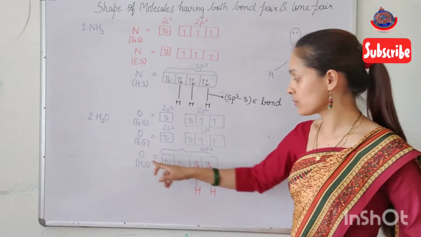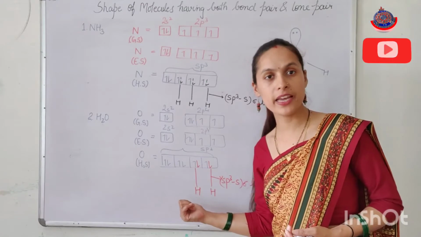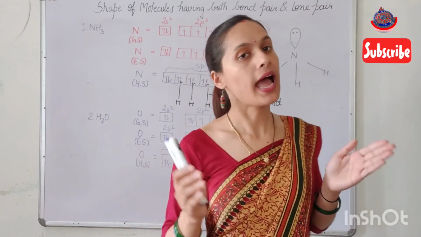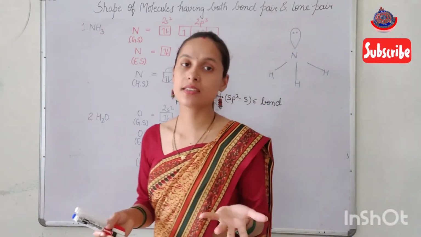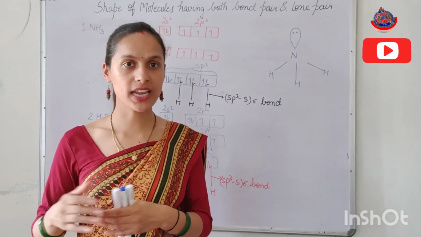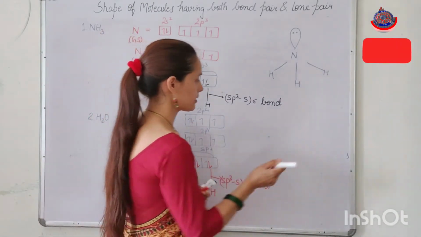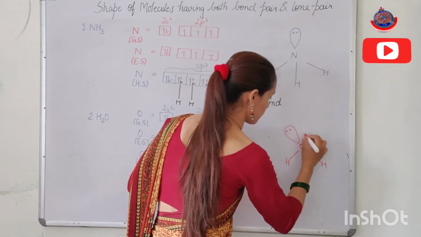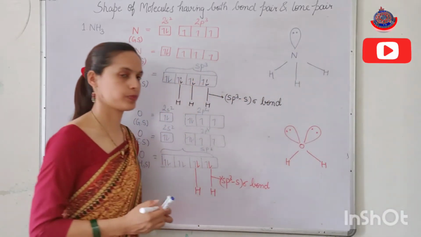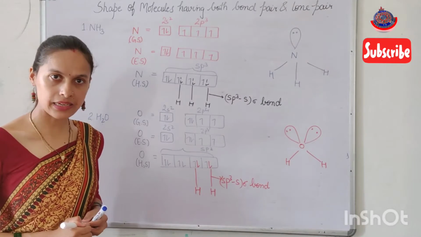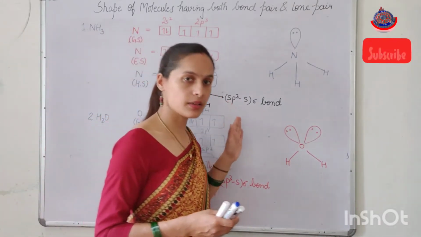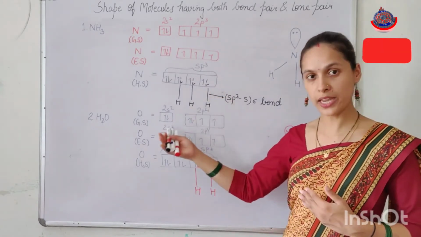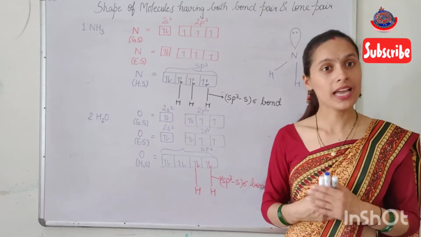But because the central atom is surrounded by 2 lone pairs and 2 bond pairs, we have studied in VSEPR that the shape we get is bent shape or V shape. So it is like this: oxygen, hydrogen, hydrogen, and the lone pairs. Clear? So in this way we can find out the shapes of molecules which are surrounded by both bond pairs as well as lone pairs with the help of hybridization.